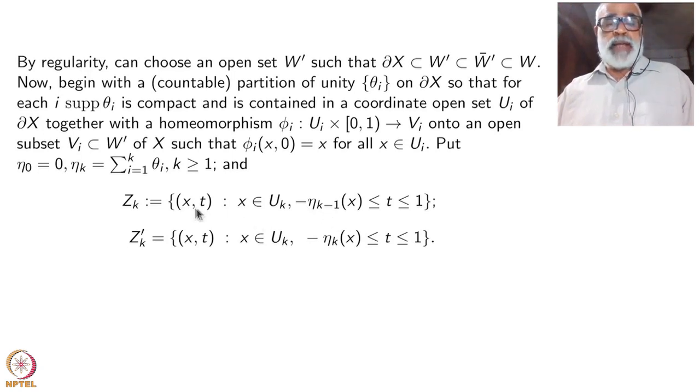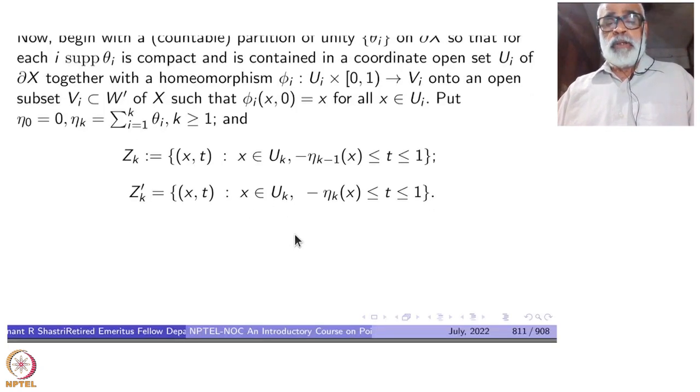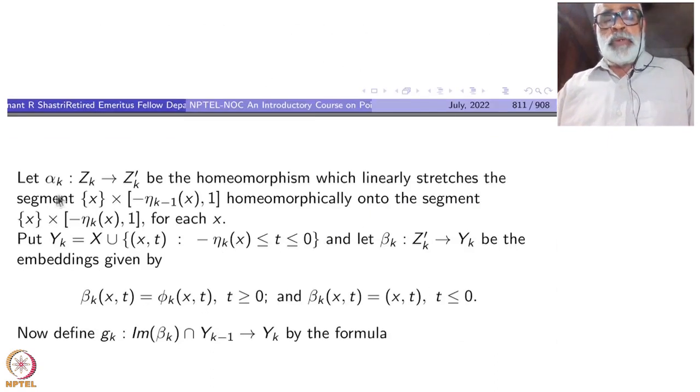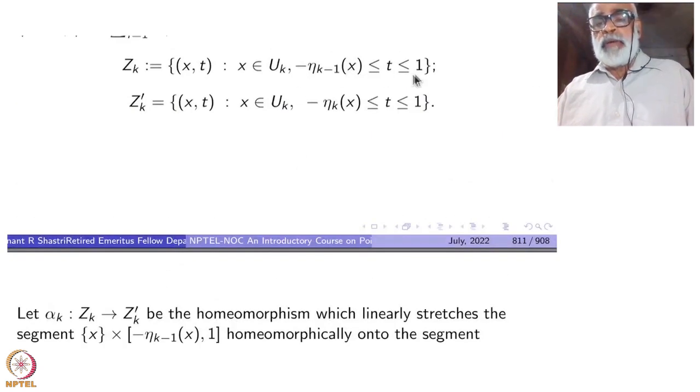So these are subspaces of U k cross minus 1 to plus 1, but much smaller. So x must be only here. Now Z k prime is all x t such that the same thing, but use eta k here instead of eta k minus 1. Since eta k is slightly bigger, because one more function has been added here, this will be a slightly larger interval than this one, only on U k. So these are defined only on U k. All right. Now take alpha k from Z k to Z k prime to be the homeomorphism which linearly stretches the segment singleton x cross this interval to this interval.